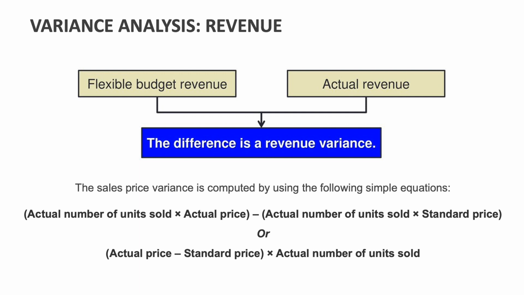The sales price variance is computed by using the following simple equation. We take the actual number of units sold multiplied by actual price, and then minus the actual number of units sold multiplied by standard price, or simply the difference between the actual price and the standard price multiplied by the actual number of units sold.